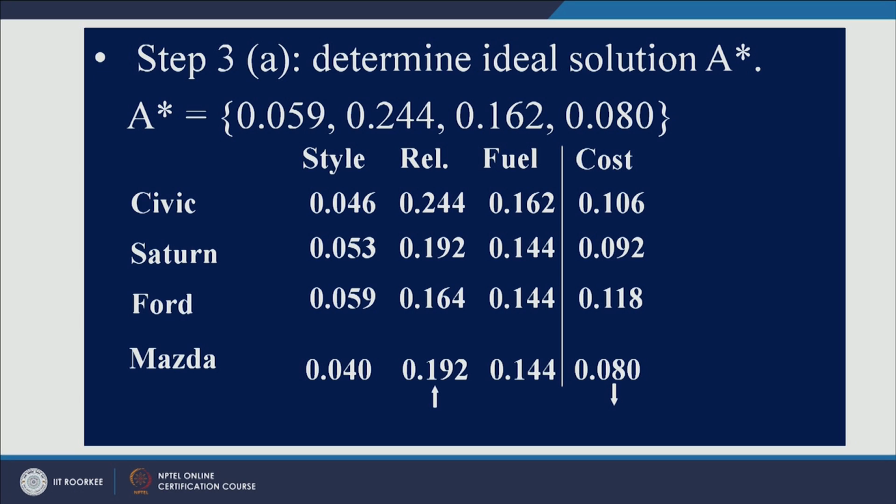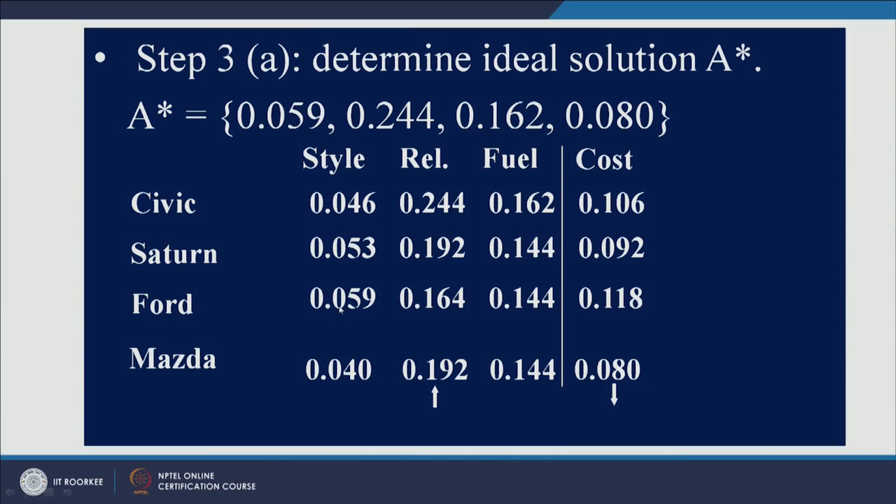And what is the ideal solution? For the ideal solution you would like to choose where style, reliability and fuel economy have their best values, right. So, for style the highest value is 0.059. So, write this value over here. For reliability the highest value is 0.244. For fuel the highest value is 0.16, and since you want to minimize cost, you need to select this value, the least one. So, this is your ideal solution.